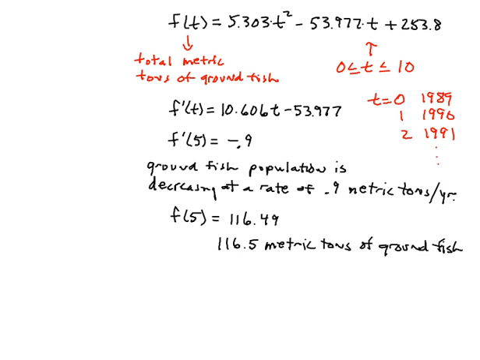So remember, the original function calculates the total metric tons of groundfish. It's a count of how many. The derivative function calculates how fast that amount is changing. And at the beginning of 1994, I have 116.5 metric tons of groundfish, but that amount is decreasing at a rate of 0.9 metric tons per year.